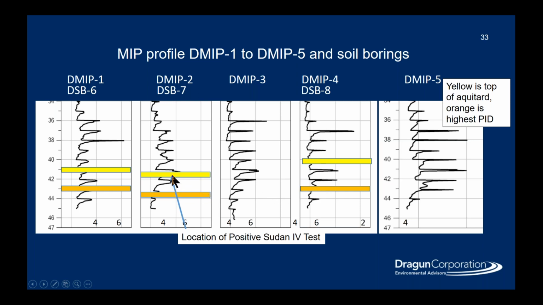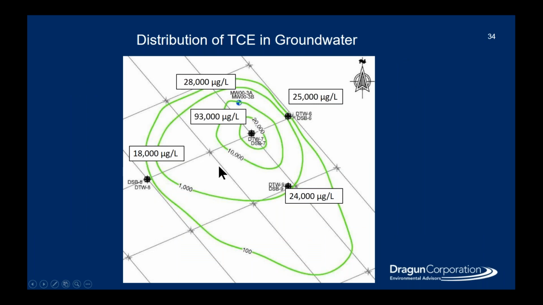And then you can see we had one location right at the top of the aquitard where we had a positive test for free phase trichloroethylene. And so that is our highest concentration zone. And then here's some actual lab data that we saw. And this 93,000 is where we saw that positive Sudan 4 test. And you can see the other concentrations match up very well with the contours from the soil gas that we saw. So kind of confirmation that our information is making sense.